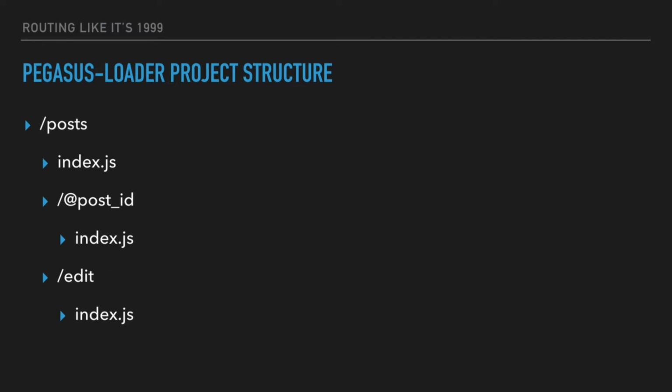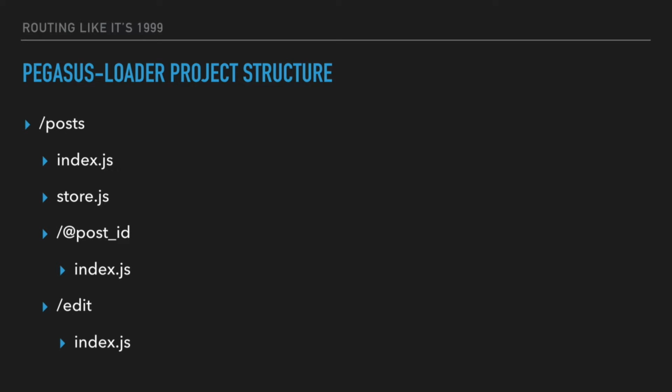So let's take a look at this. I've taken the subtree of my application, just the posts. This is what it could look like. I have a post directory, an index.js file in there. Inside there, I have a @postid directory, index.js file in there. And I also have an edit directory, index.js file in there. So let's say we want to add a store to this application. Where would we put it? Well, we just put it right where it belongs. It's a post store. All it cares about is posts. We can put that in our post directory.